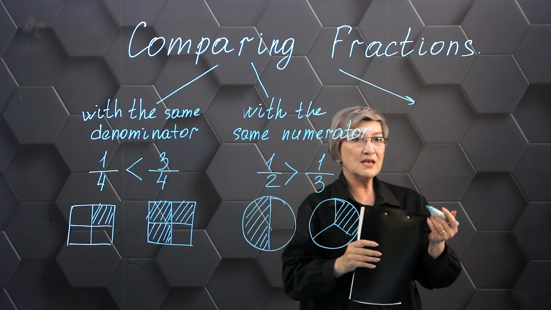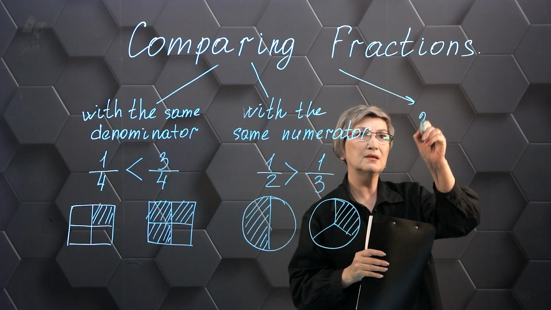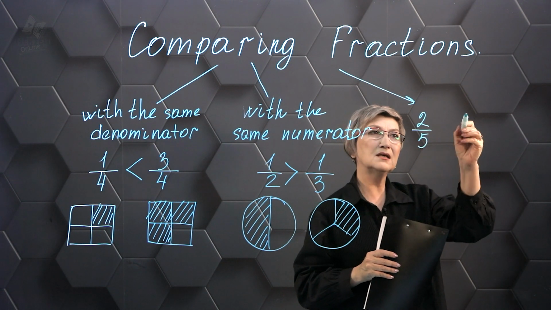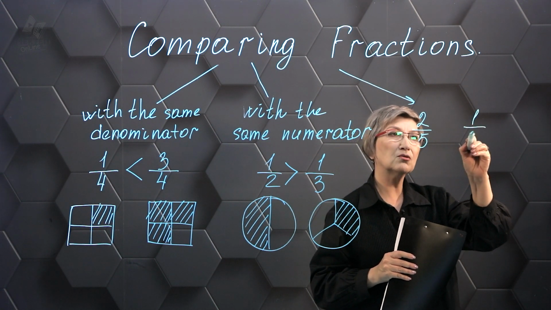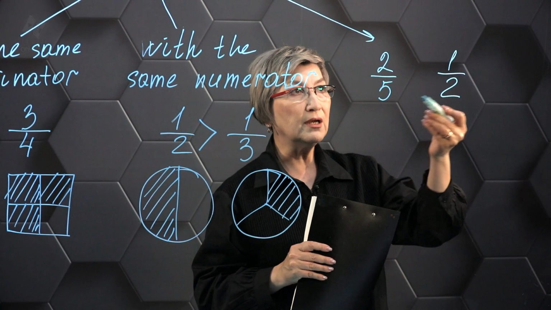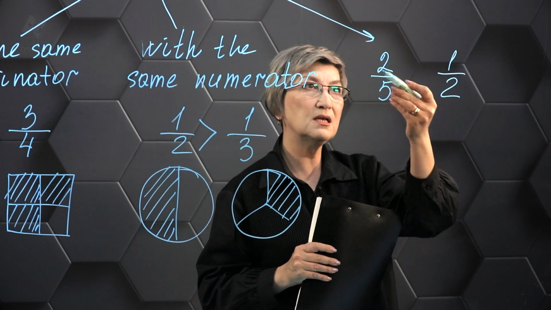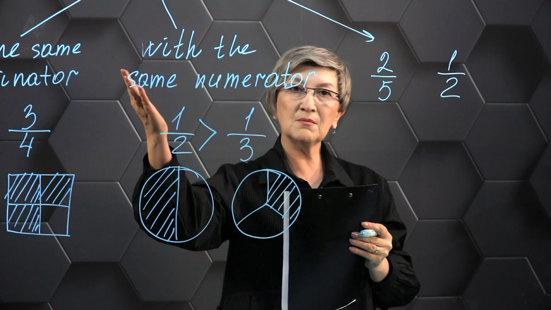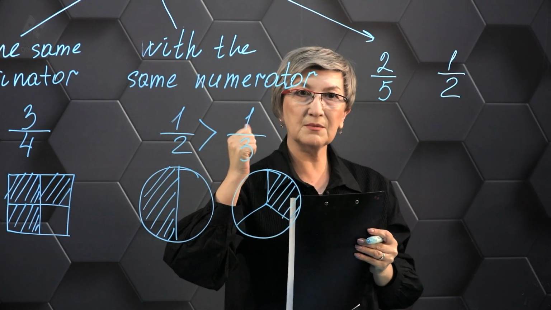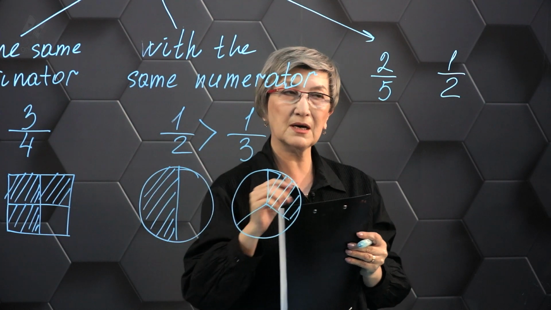If I take 2 fractional numbers, 2/5 and a fraction 1/2. In this example, I have different denominators and different numerators. I can't use the rules we have just learned. What should I do in this case?